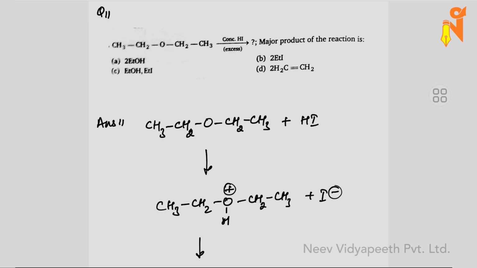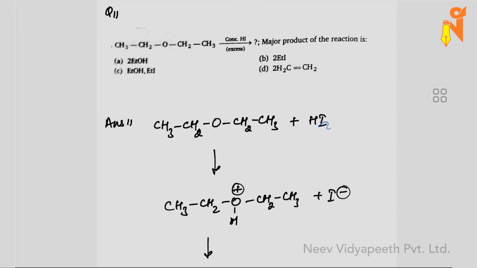Hello everyone, this is the second video of ethers from MSc Elementary, and we are discussing question number 11 to question number 20 in today's video. Let's come to question number 11. Ethoxyethane has been given to us, and concentrated HI in excess is reacting with it. We have to find out the major products.